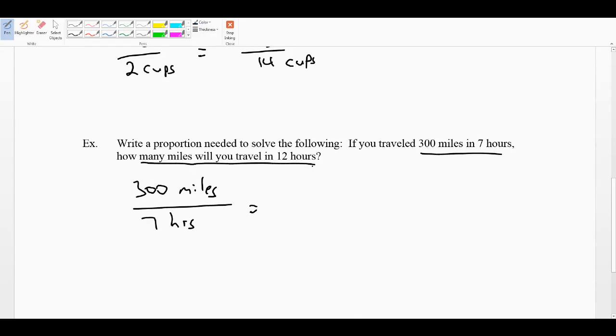Now look at this. The only number we're given is the 12 hours. And since it is hours, we put the hours on the bottom. So the 12 goes on the bottom. So that means that the miles are on top. Well, how many miles? We don't know. So what are you going to call it? X. X is the unknown. But it's all about the proportions. Miles over hours. Miles over hours. It's all about the what? It's all about the units.